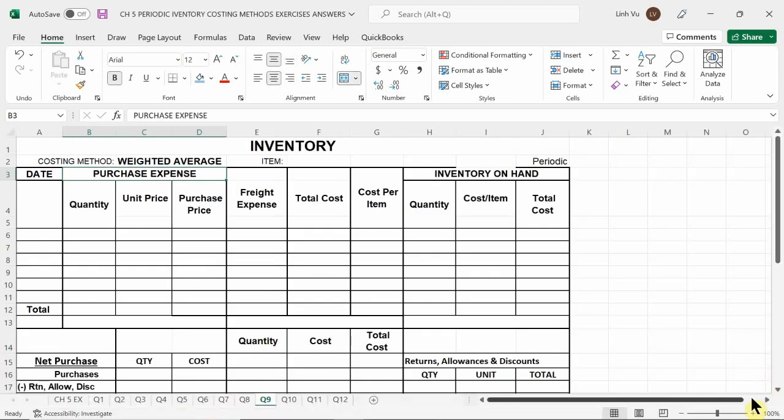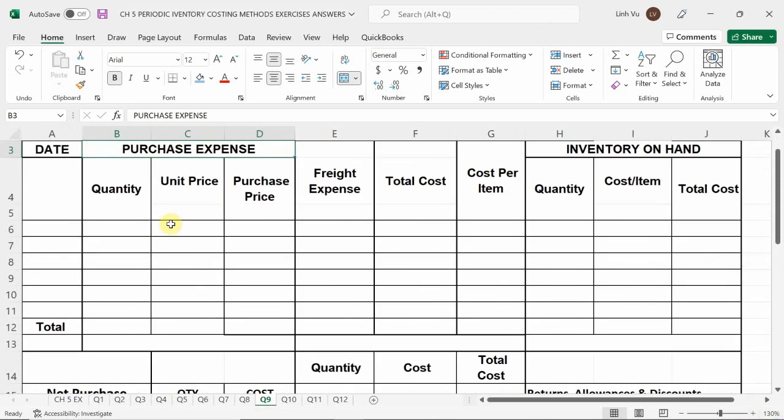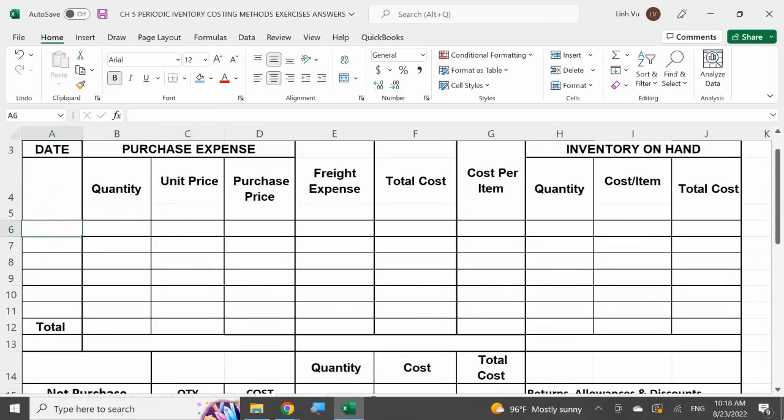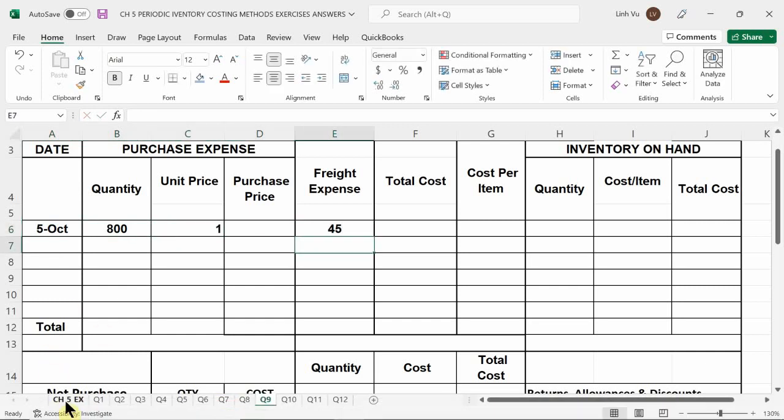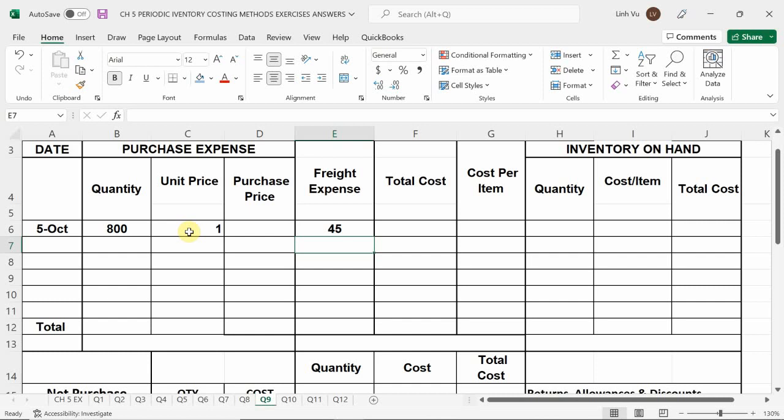Awesome. Okay, so now we're doing weighted average. So today is October 5th. We purchased 800 units at $1 each with a freight of 45. October 5th, purchased 800 units at $1 with a freight of 45. So again, this time we're doing weighted average.